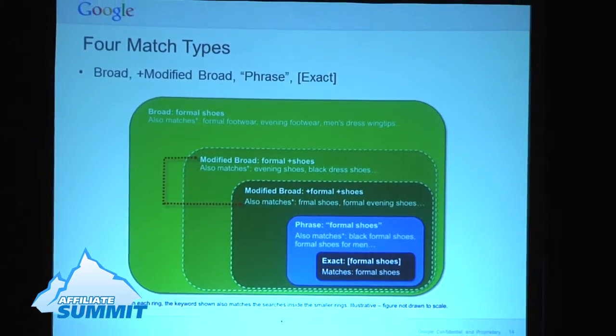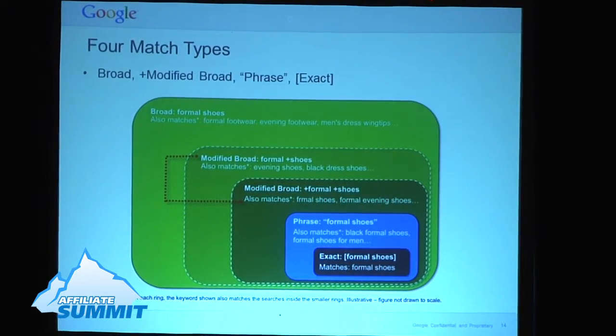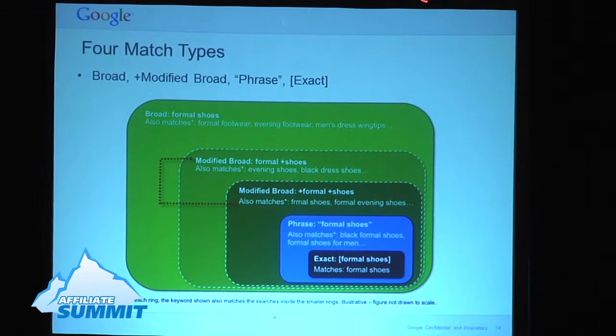In this example, these are all shoes. Broad is just formal shoes, and phrase is formal shoes in quotes. And exact is formal shoes in those hard angle brackets, just formal shoes. I don't want them typing anything else. I don't care. That's what I want, just that.